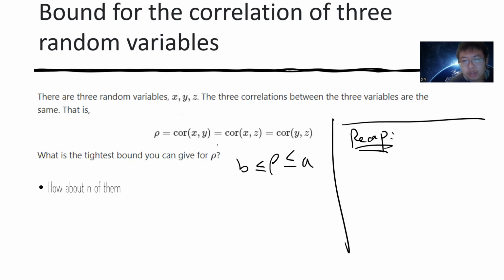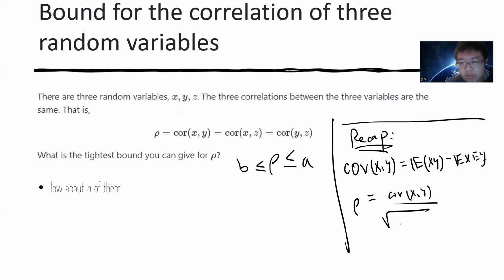You can basically solve this problem in pure algebra, and it's very simple. Recall the definition: the covariance of two random variables x, y is the expectation of xy minus the expectation of x times the expectation of y. The rho will be the covariance of x and y divided by the square root of the variance of x times the variance of y. And the variance of x will be the expectation of x squared minus the square of the expectation of x.